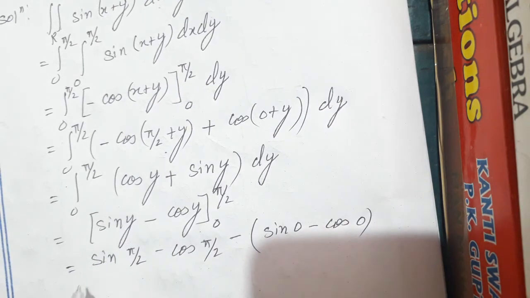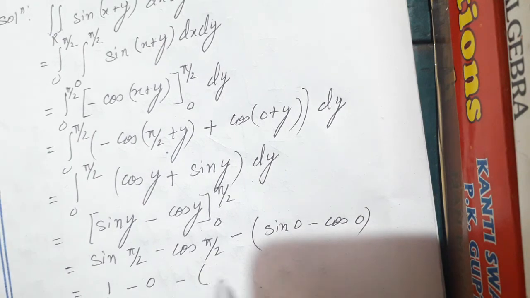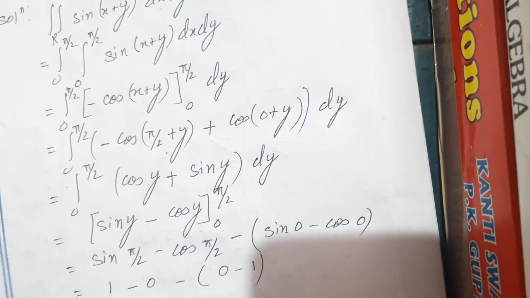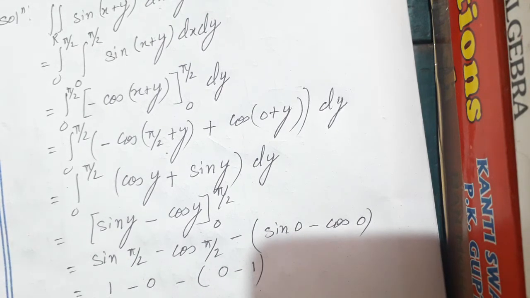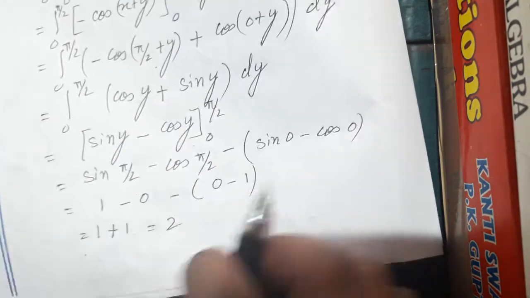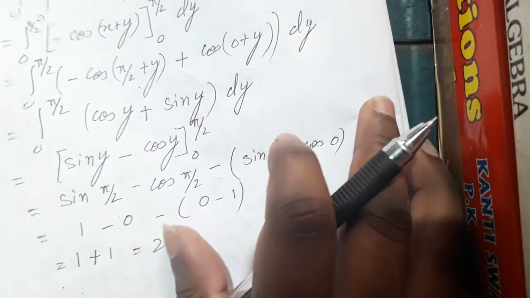So we get this. Sine pi by 2 is 1, cos pi by 2 is 0, sine 0 is 0, cos 0 is 1. So we get 1, minus into minus we get plus, so 1 plus 1, which is equal to 2. That is the value of the integration here.